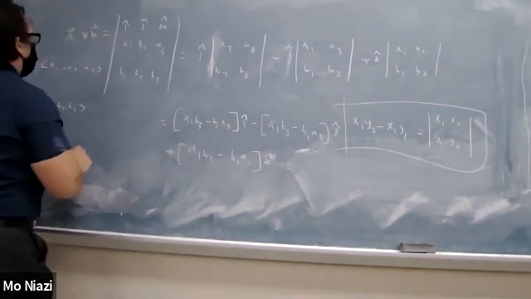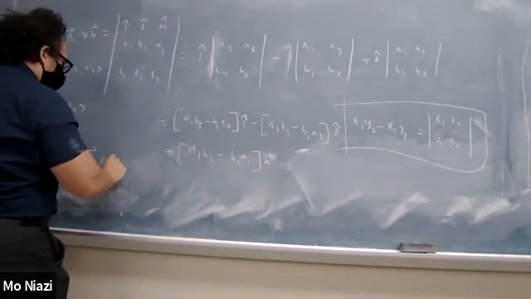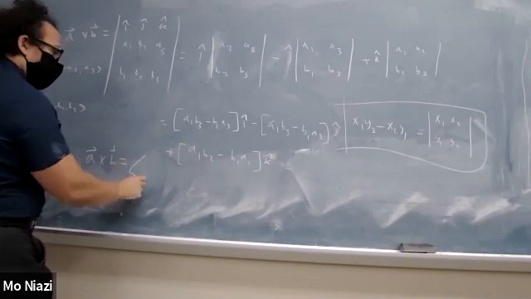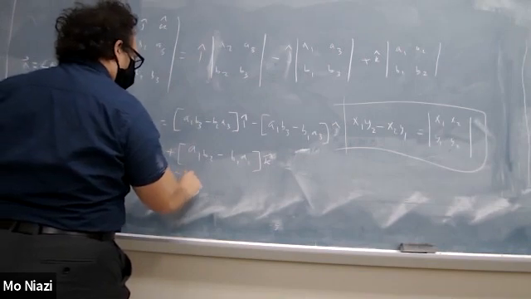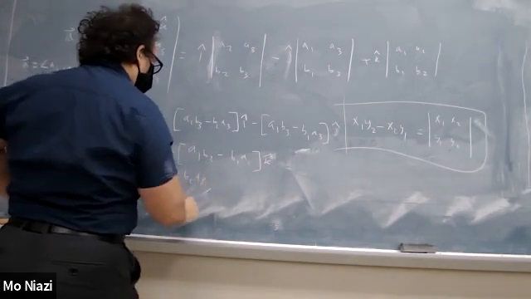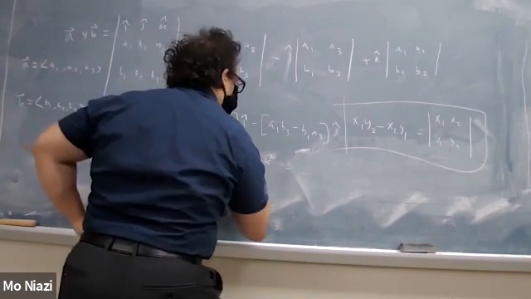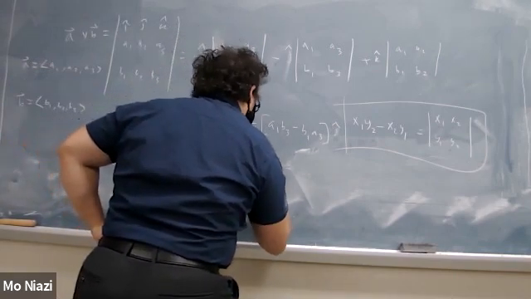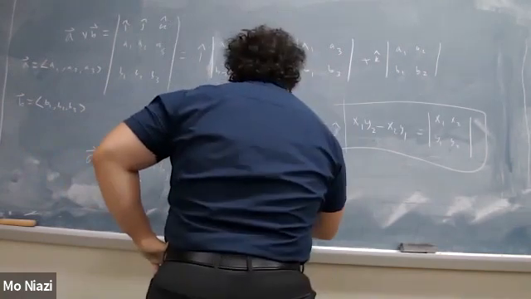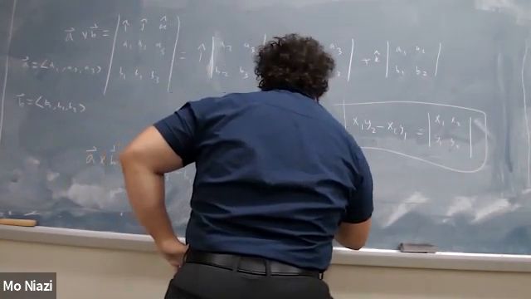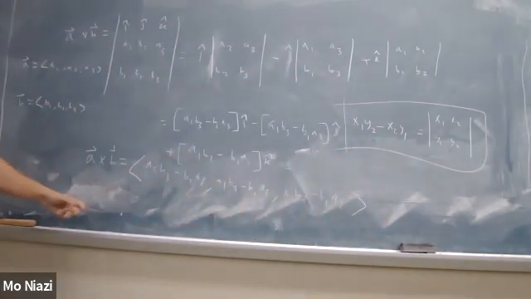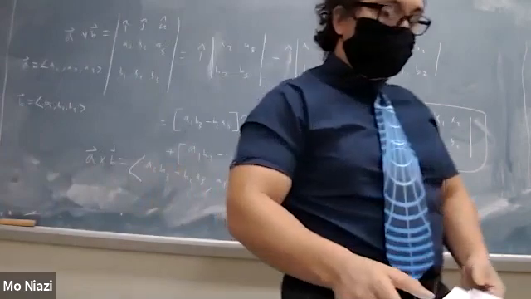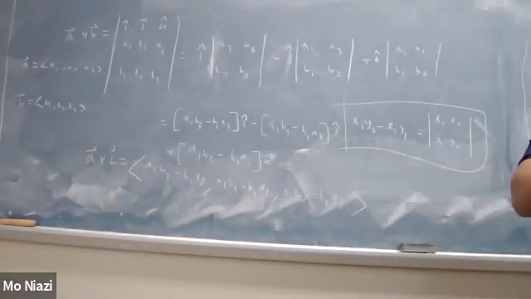And remember, at the end of last class, I told you that component-wise, our final result is A2, B3 minus B2, A3, comma, A1, B3 minus B1, A3, comma, A1, B2 minus B1, A2, in bracket notation. If you go back in time, let me see my notes here. A2, B3, yep.